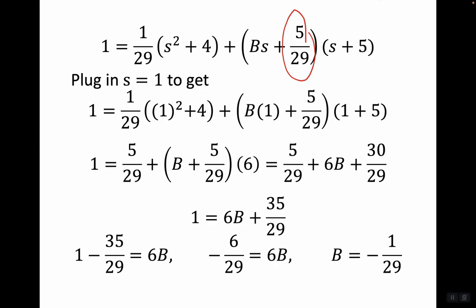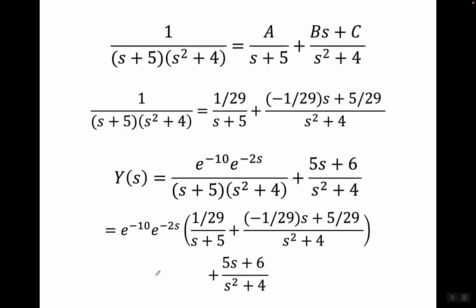We can combine these two guys, the 5 over 29 and the 30 over 29, and get 1 equals 6b plus 35 over 29. Move the 35 over 29 to the other side. We end up with this. Simplify, we get negative 6 over 29 equals 6b, so that b equals negative 1 over 29. Okay, we found the a, b, and c.